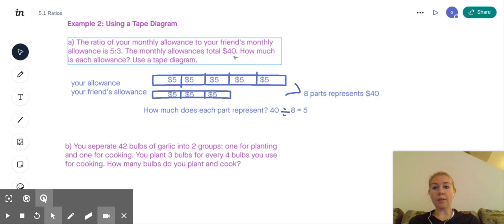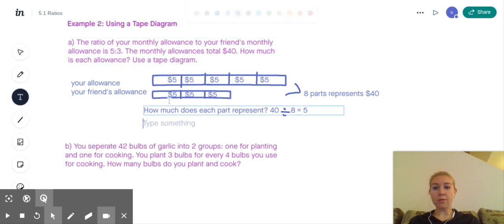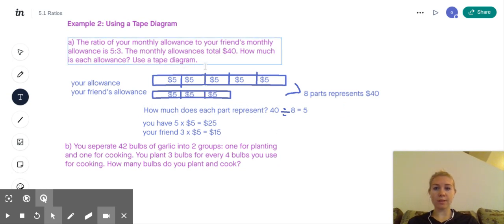So how much is each allowance? Well, you have 5 parts. So 5 times, and each part is $5. I know 5 times 5 is 25. So you have $25 for each week's allowance, and your friend has 3 parts. So 3 times, and each part is $5. 3 times 5 is $15. So your friend has $15 each week for their allowance. Okay, so this is using a tape diagram.